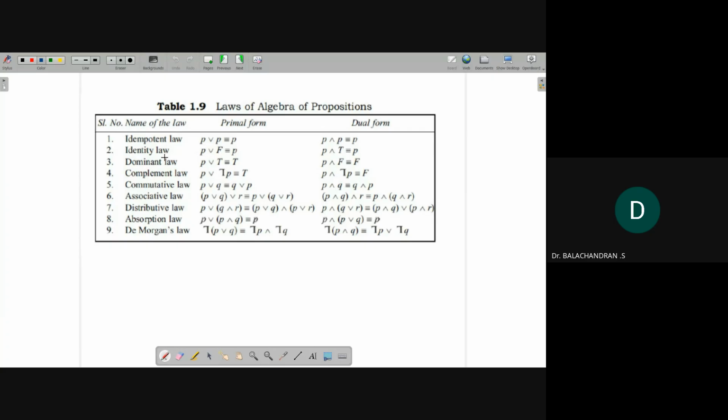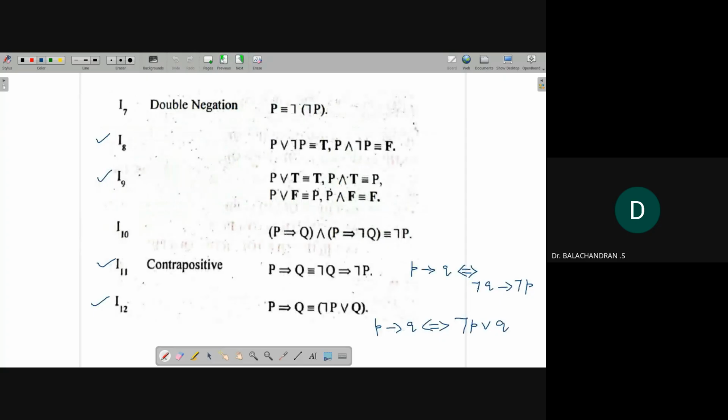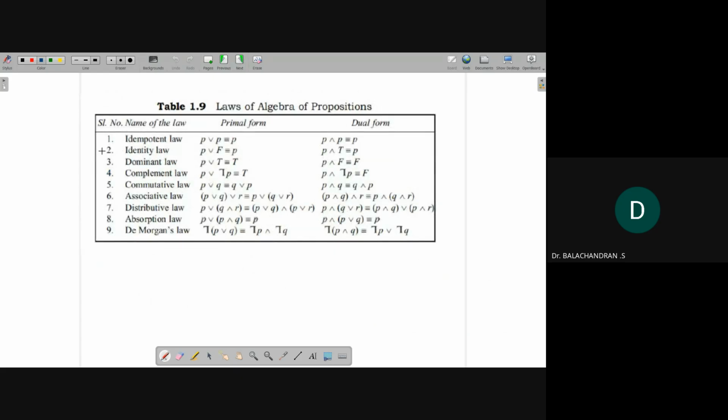For this, I don't give a name. You can see here P or F equal to P. I told it just as I9. In the Veerarajan book, they gave it as the identity law. P or F equal to P. Similarly, for the dual you should replace OR by what and F by what? AND and T. P and T equal to P.